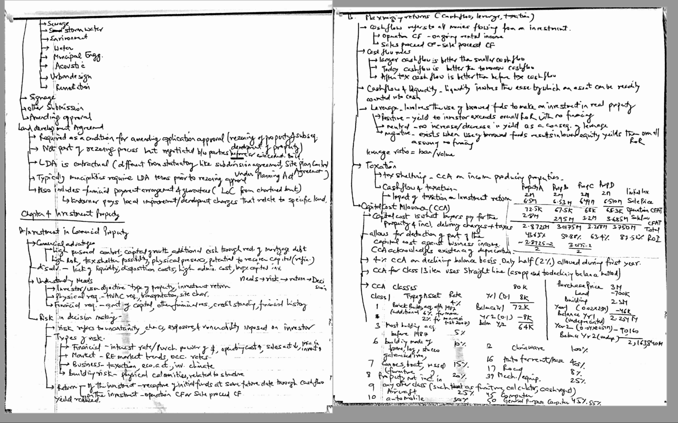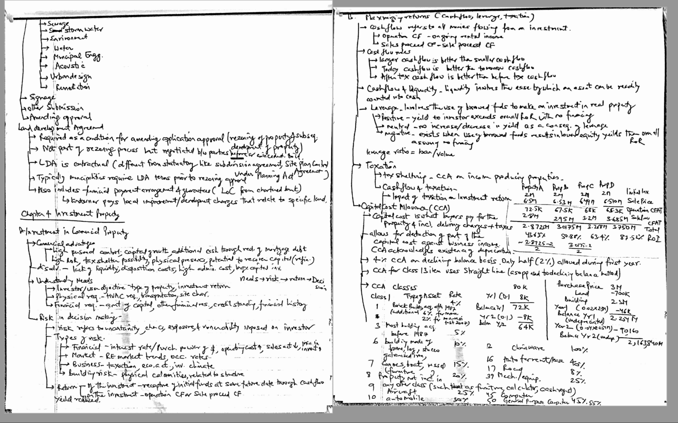Let's look at the cash flow rules. Now, there are some inherent rules in the cash flow. There are essentially three rules to look at. Rule number one: larger cash flow is better than smaller cash flow. Second, today's cash flow is better than tomorrow's cash flow, and after tax cash flow is better than the before tax cash flow. These are pretty obvious.